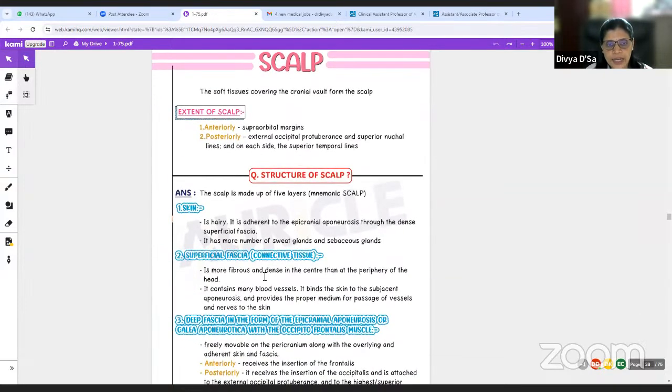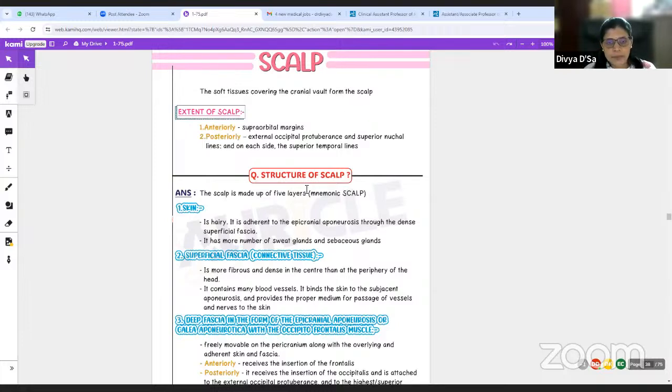Next, coming to the scalp. So scalp is what? It is the soft tissue covering the cranial vault. Okay, so that is known as scalp. So that is the first definition you need to know. So what is the extent? Anteriorly, it will extend from the supraorbital margin, but it doesn't have any bony attachment anteriorly. Posteriorly, it extends up to the external occipital protuberance and superior nuchal lines, and on each side to the superior temporal lines, where it is attached to the bony surface.